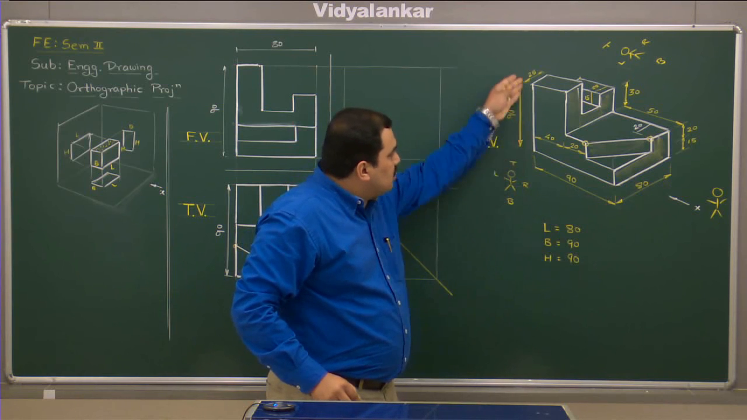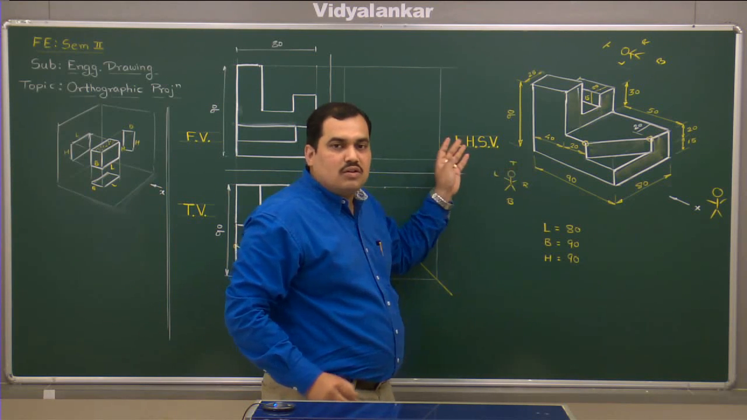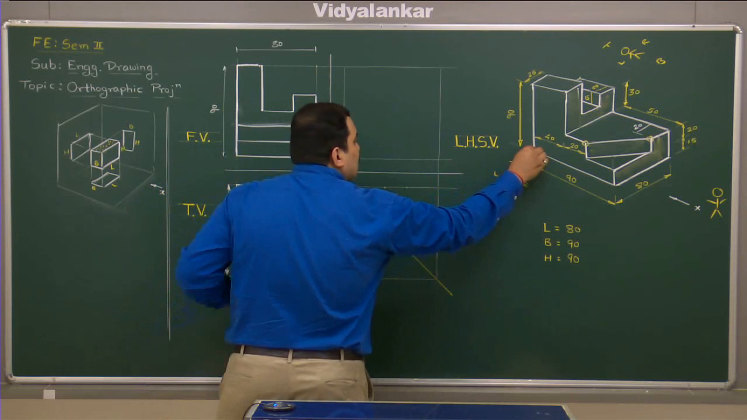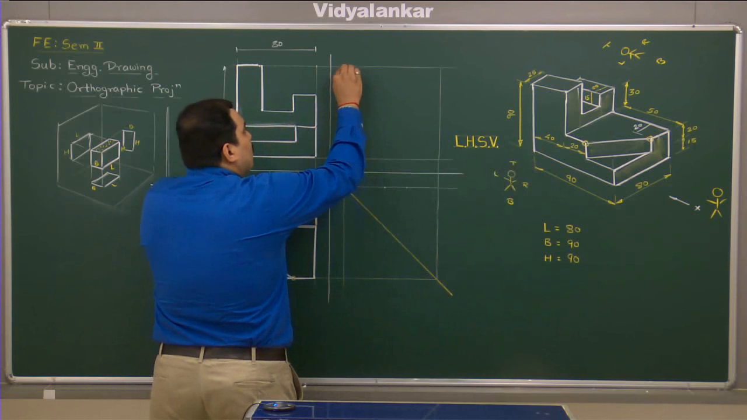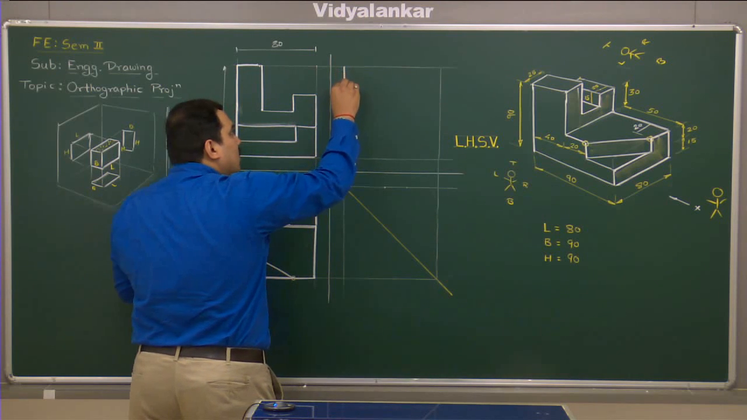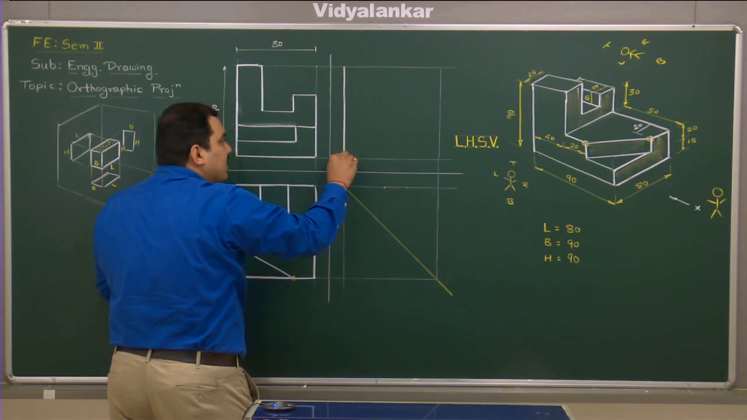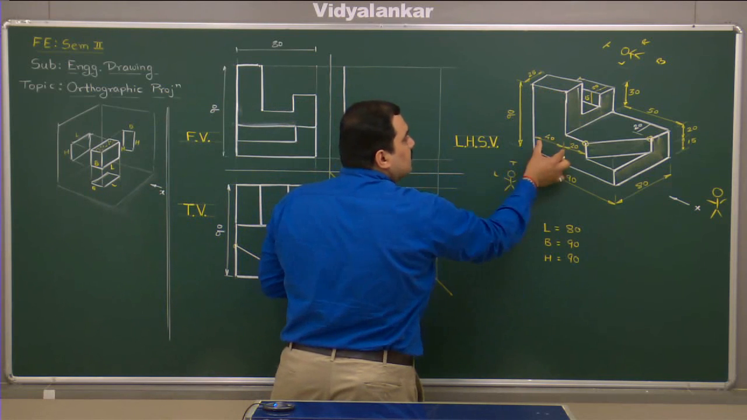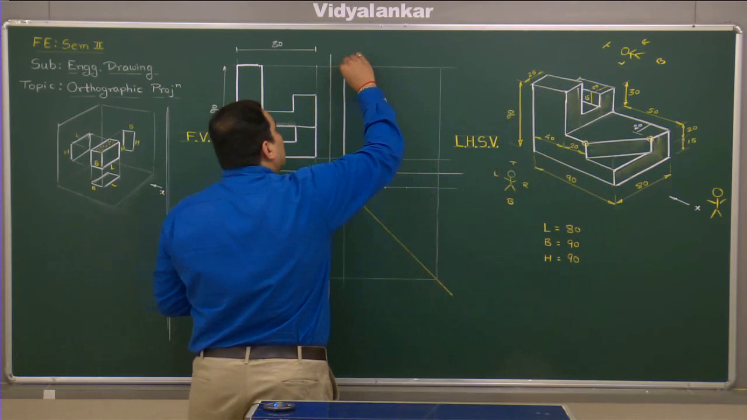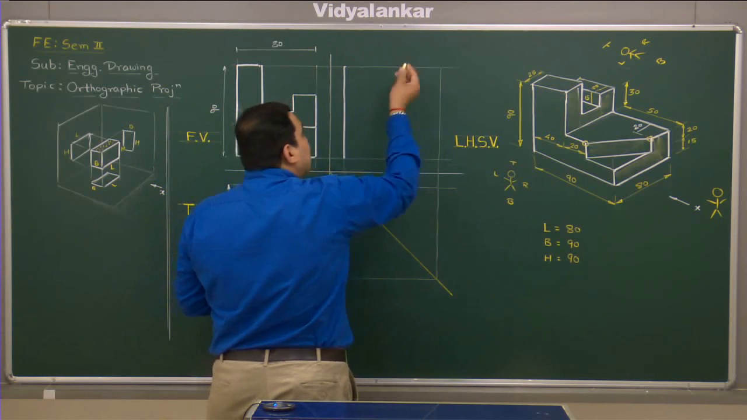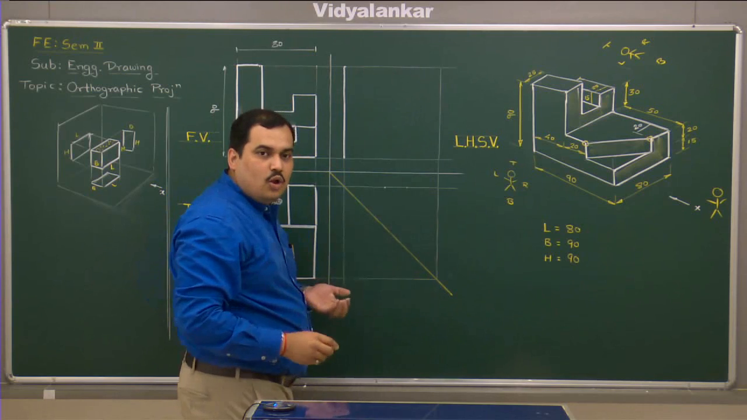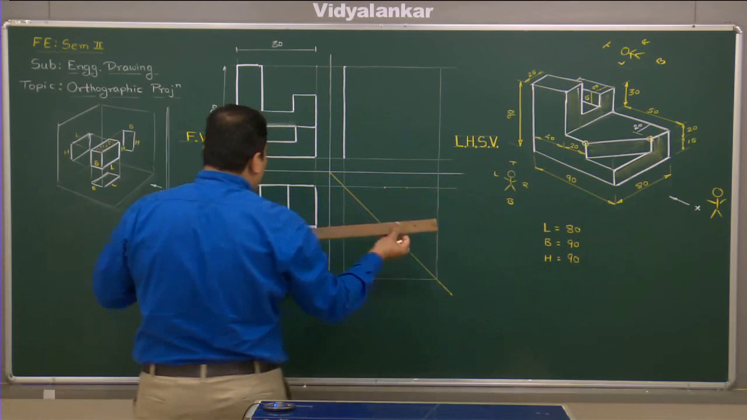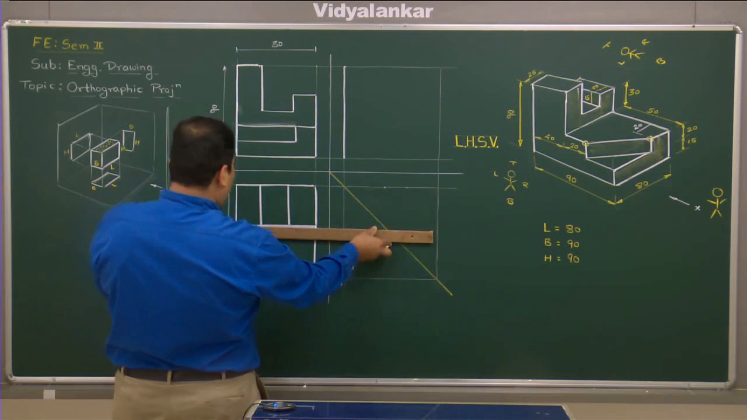This entire edge will be leftmost in the box. So this corner will be here. We will draw one line of length 90. This length is 40. So either you can measure 40 from here, or there is one more method. We can project these lengths from here.